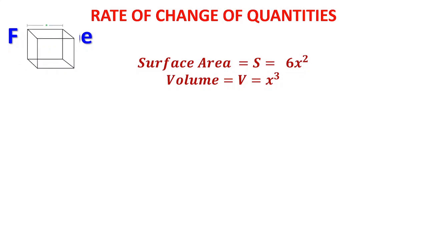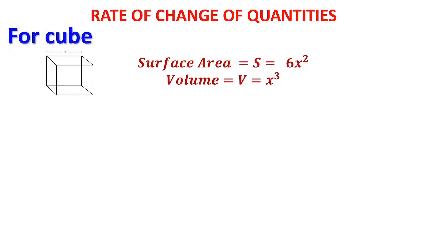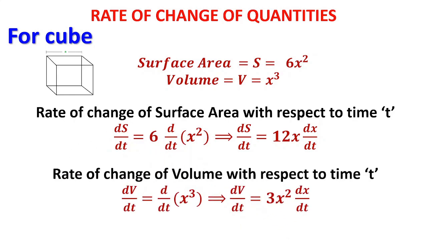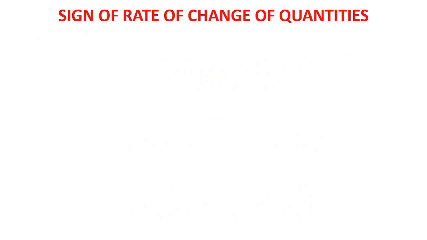Then, the rate of change of quantities for a cube: the surface area is 6x square. For ds by dt you can find it, and similarly for volume you can find dv by dt. The answer is 12x into dx by dt for the rate of change of surface area, and 3x square into dx by dt for the rate of change of volume.